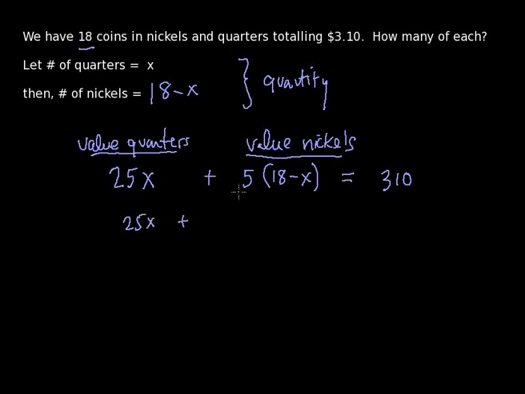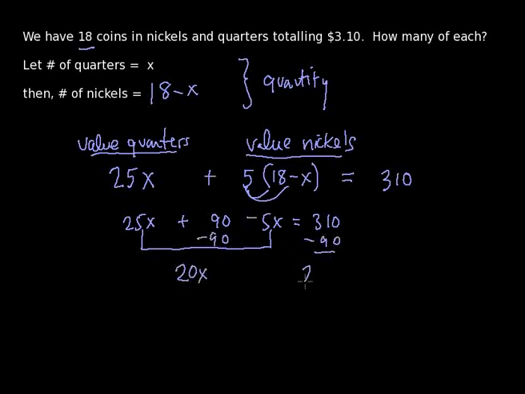25x plus, distribute the 5, 90, distribute the 5 again, minus 5x is equal to 310. Combine terms if you have them, so 25x minus 5x is 20x. Subtract 90 from both sides, and we have 220 on the right, 20x on the left, divide by 20, and we can conclude that x is equal to 11.